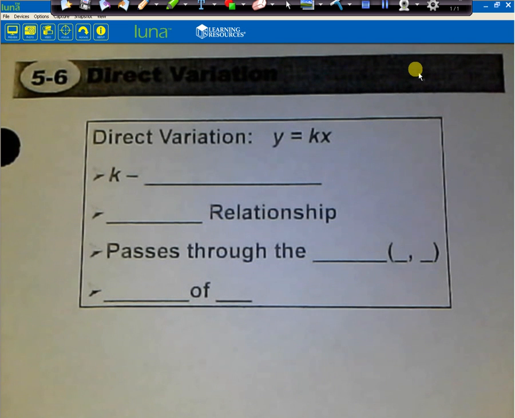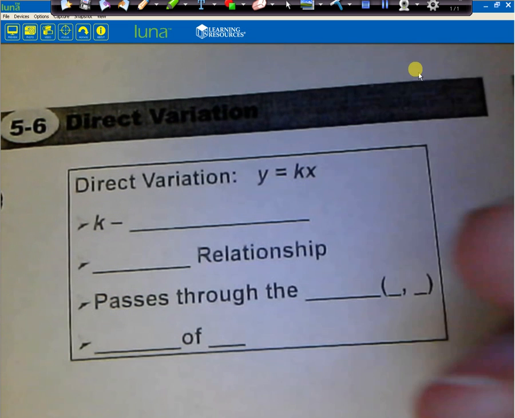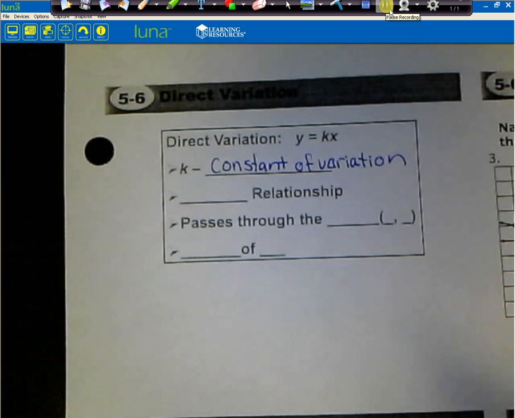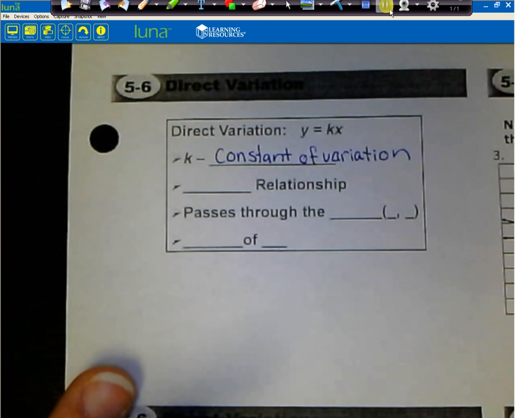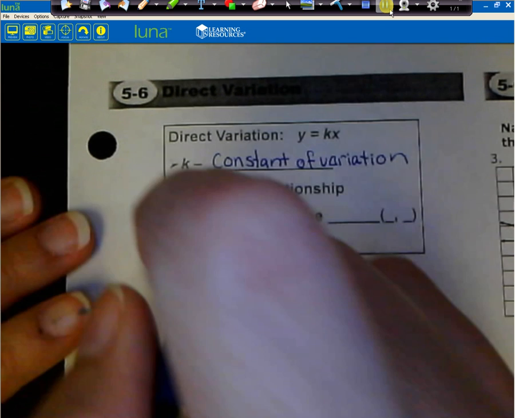This first part, the very first box, we're going to fill in a few things here. It says direct variation is y equals kx, and k is your constant of variation. All right, so again, we are filling in this very first thing. The k is what we call the constant of variation. And again, it's just a constant number, so we're going to put a number in front of that x, and that's going to be our k. It is a linear relationship.